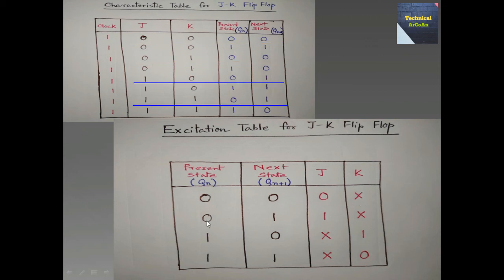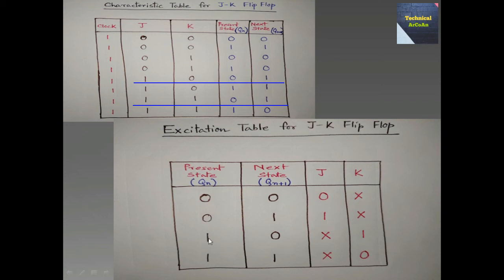Now the second combination, 0 and 1: the present state is 0 and the next state is 1, so the value of J is 1 and K is 0. And another, J is 1 and K is 1, meaning here the J value is the same, but K changes from 0 to 1, so J is 1 but K is don't care.